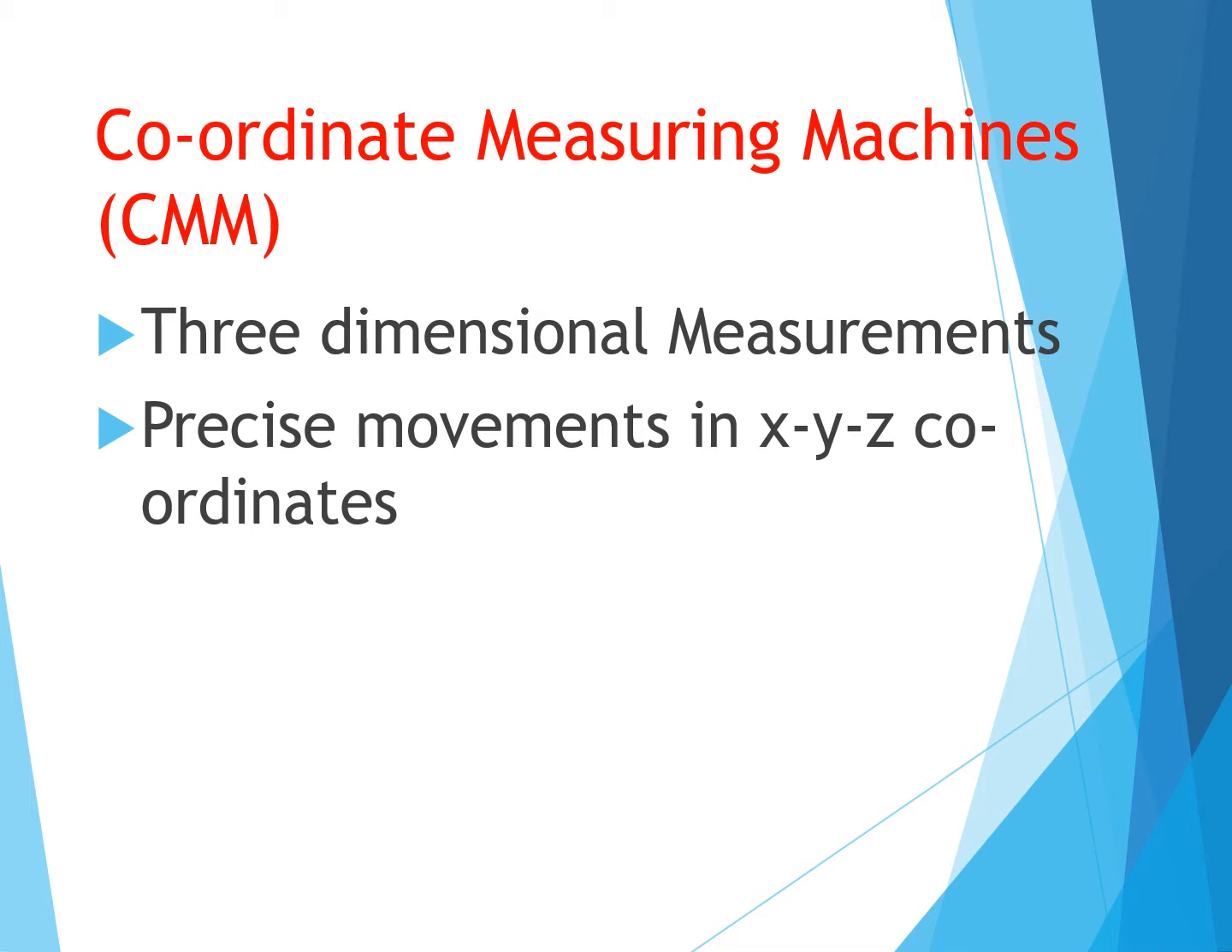So this coordinate measuring machine is used for three-dimensional measurements, and you can measure these dimensions precisely in X, Y and Z directions, and these can be controlled and measured. So it has got a probe and a stylus. This probe is going to measure the deviations both in positive directions as well as in negative directions. So the different types of CMMs are there, and we'll be discussing them in detail.